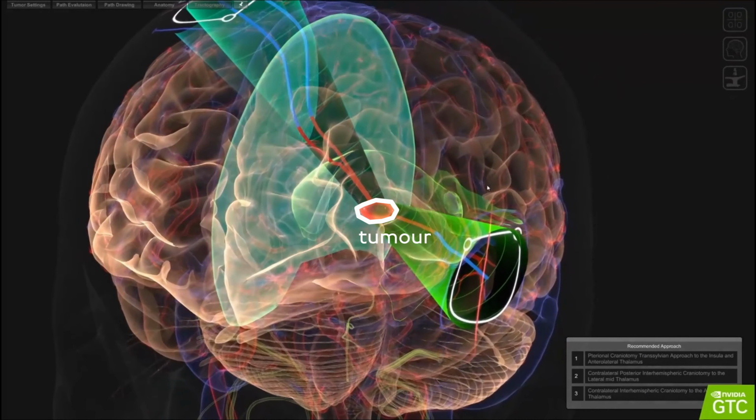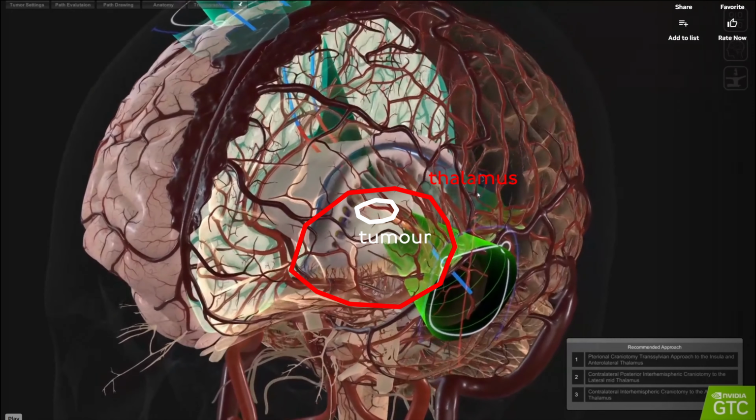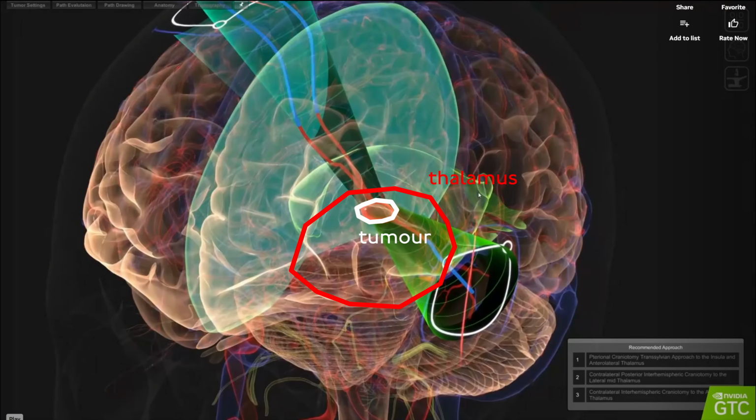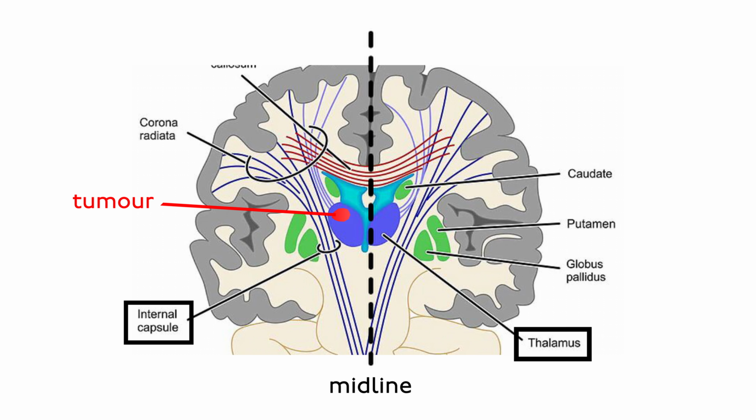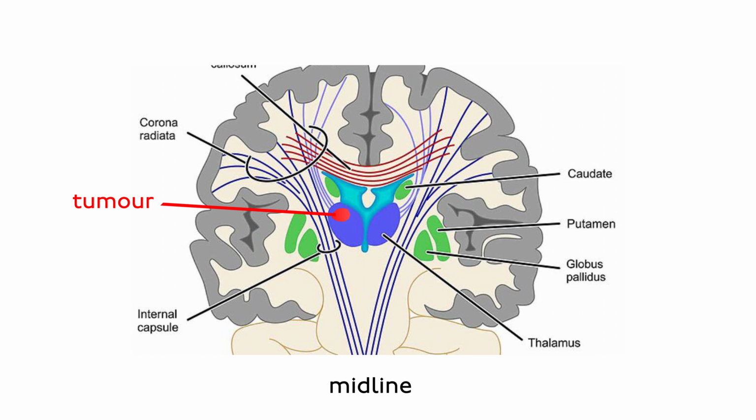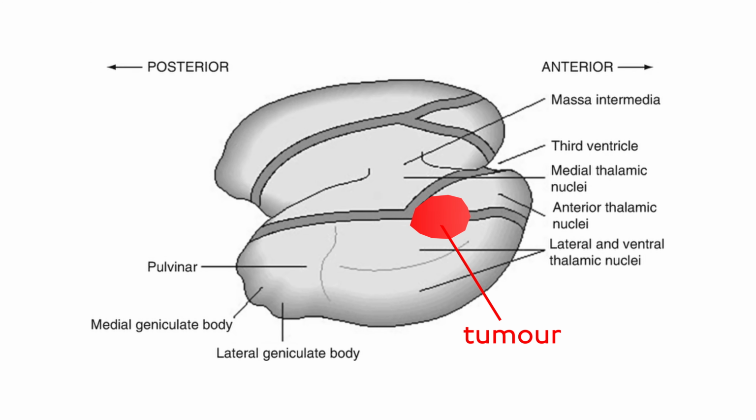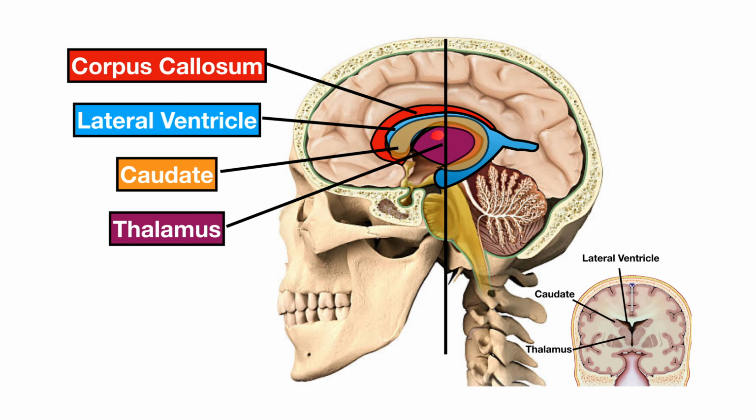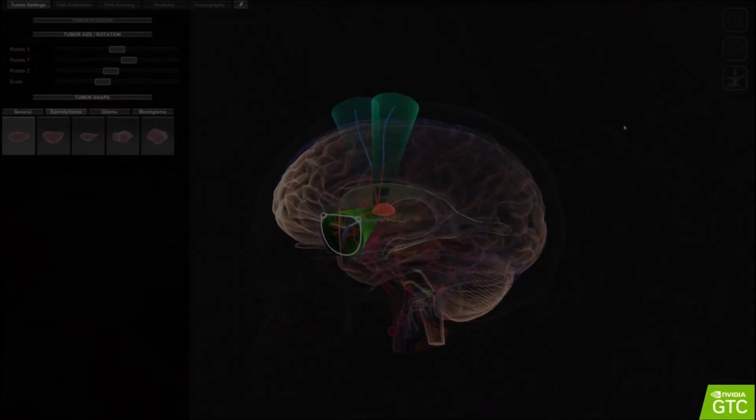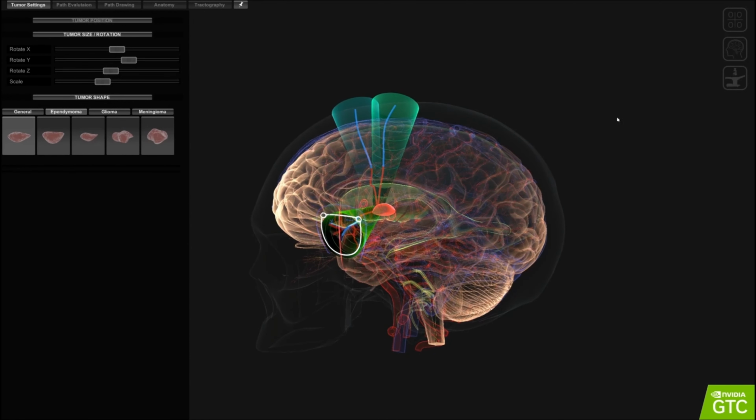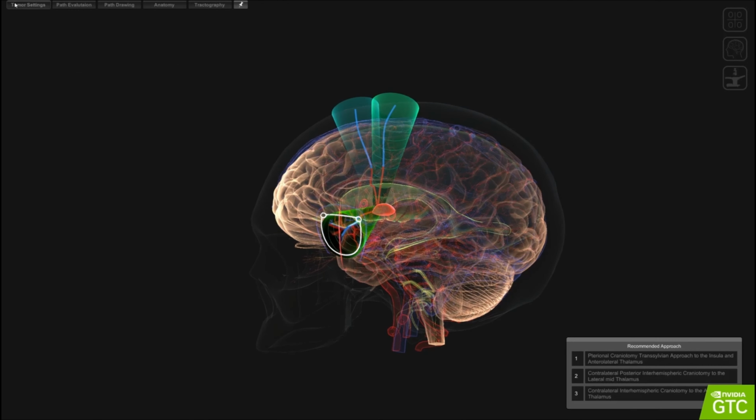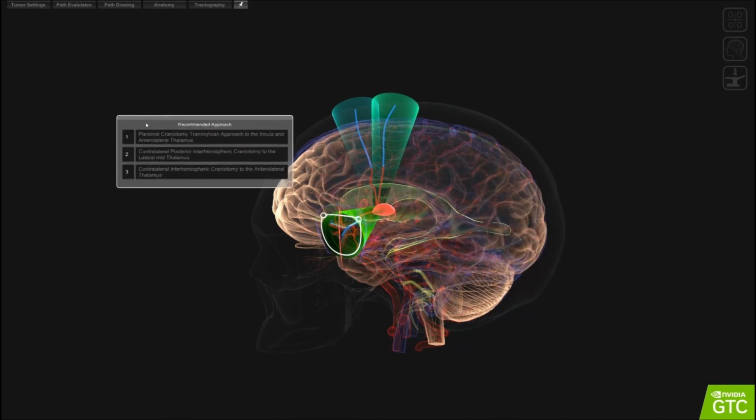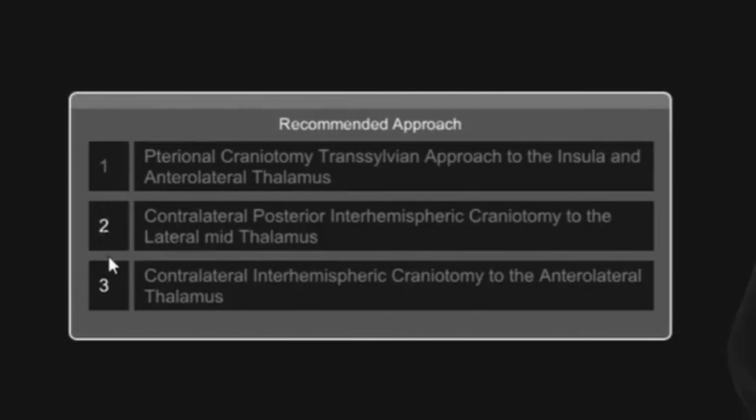In this case, the tumor is located in the thalamus of the brain, shown here occupying the anterolateral region of the left thalamus. It lies just medial to the internal capsule, anterior to the pulvinar, and inferior to the lateral ventricle and corpus callosum. Once the extent of the defect has been verified by the surgeon, they will then be offered a list of suggested approaches.